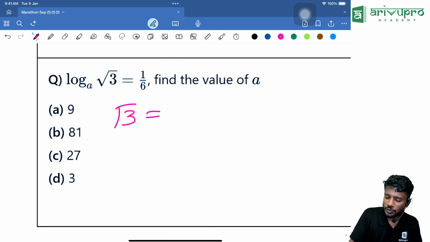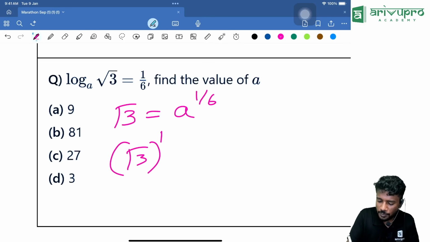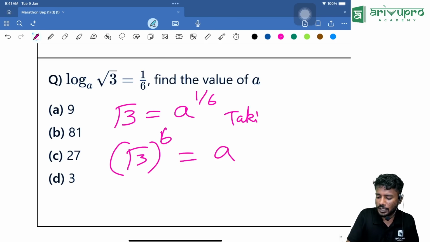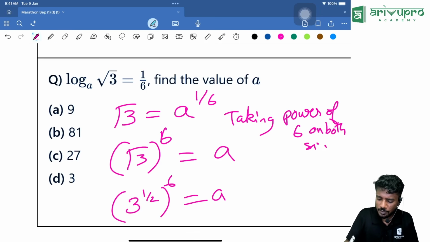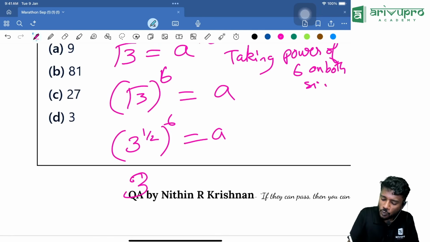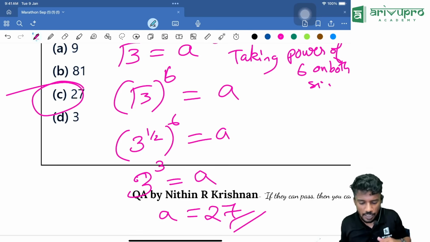Root 3 is equal to a raised to 1 by 6. Can I take power of 6 on both sides? Taking power of 6 on both sides, root 3 can be written as 3 raised to 1 by 2. The whole power 6 is equal to A. That means 3 raised to 3 is equal to A. Answer is equal to how much? 27. Option C is your answer.